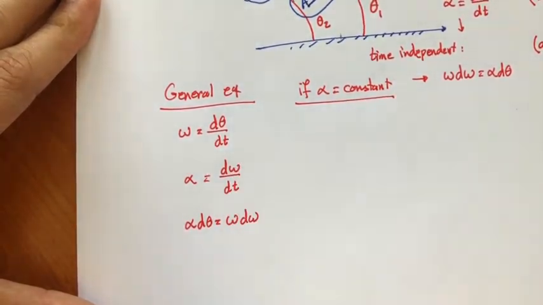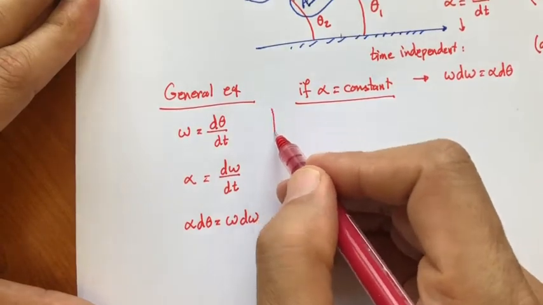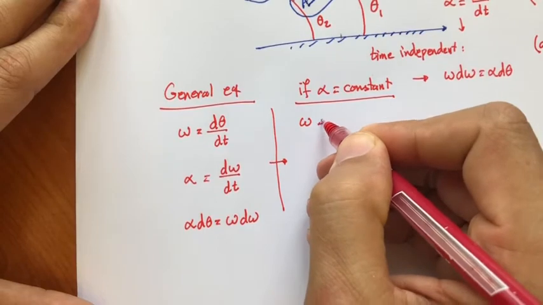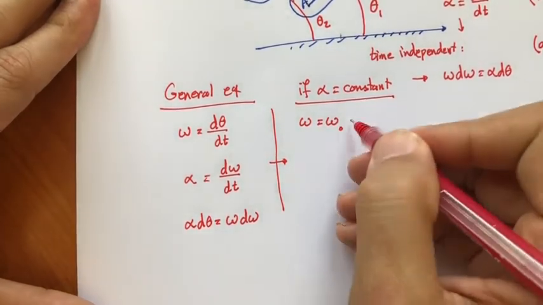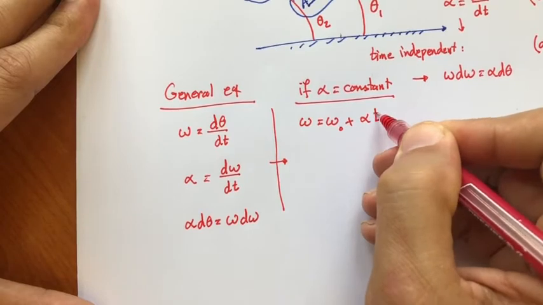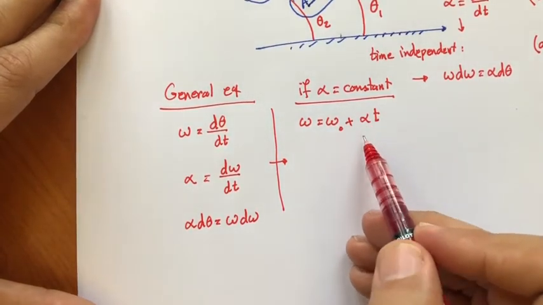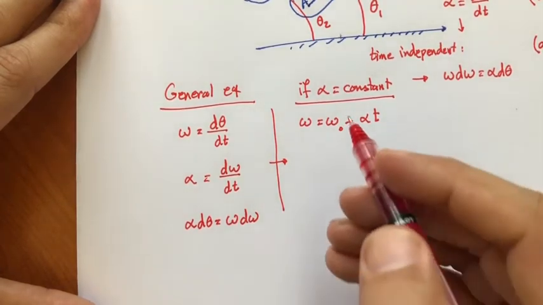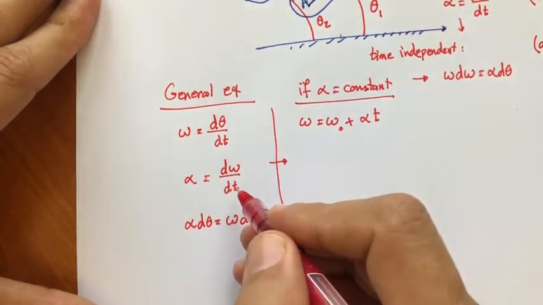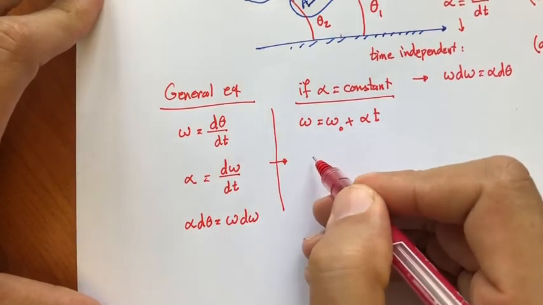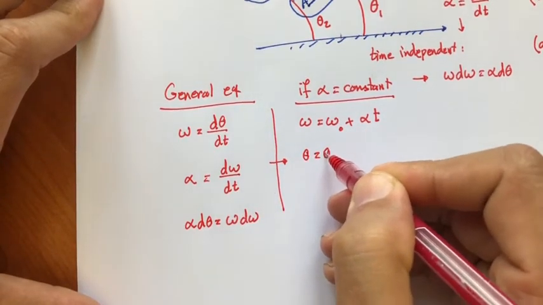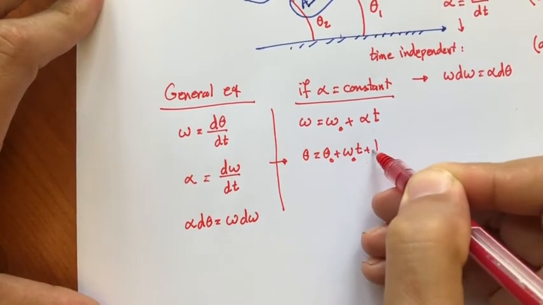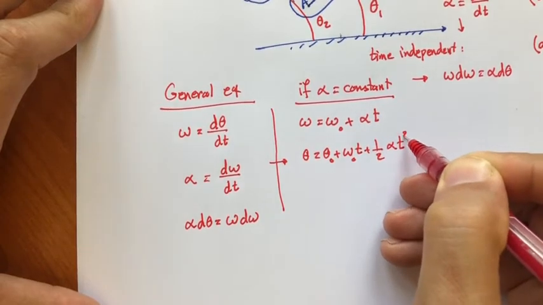then the integral of these equations are going to be this. For omega, we are going to have omega at any time is equal to initial omega plus alpha times t. Again, keep in mind, we are assuming alpha is constant. So if alpha is not constant, you are not allowed to use any of these algebraic equations. And also for the position of it, we are going to have theta is equal to theta 0 plus omega 0 times t plus 1/2 of alpha times t squared.